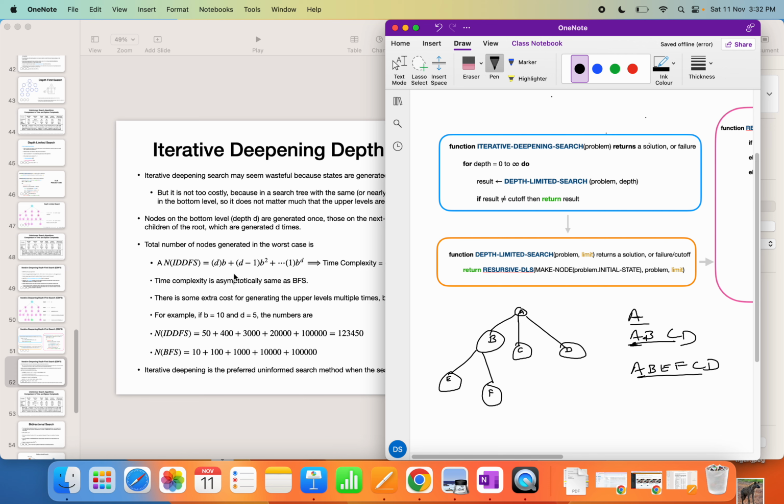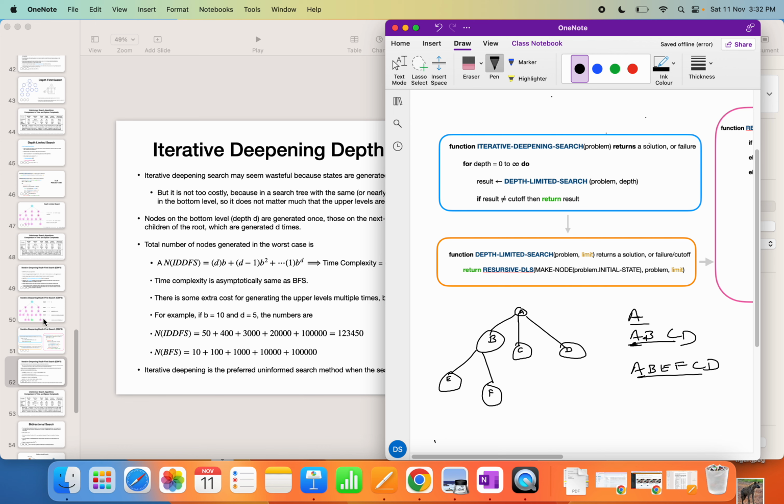So this expression of having D times B comes due to that. B is the branching factor. So we have 3 branches here, B, C, D, and this is being repeated D times. Next, E and F will be repeated only D minus 1 times, and so on until the last node. When we reach the last leaf node, we only repeat it 1 time, but we have B power D nodes.